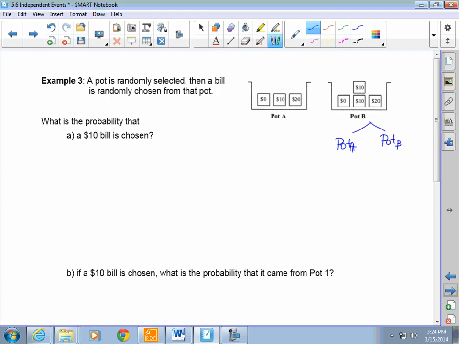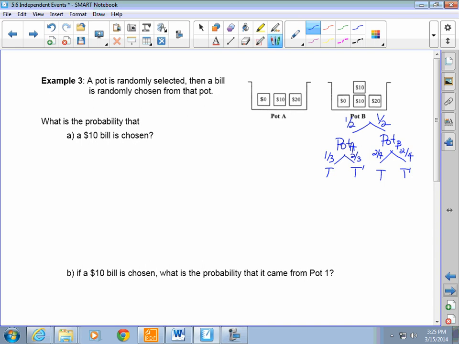So what are the chances of selecting pot A? Well, I have a 1 in 2 chance of selecting pot A, and I also have a 1 in 2 chance of selecting pot B. If I select pot A first, getting a $10 bill, I have a 1/3 chance. Not getting a $10 bill, I have a 2/3 chance. If I happen to have selected pot B first, to get that $10 bill, I have a 2 out of 4 chance. To not get the $10 bill, I have another 2 out of 4 chance.